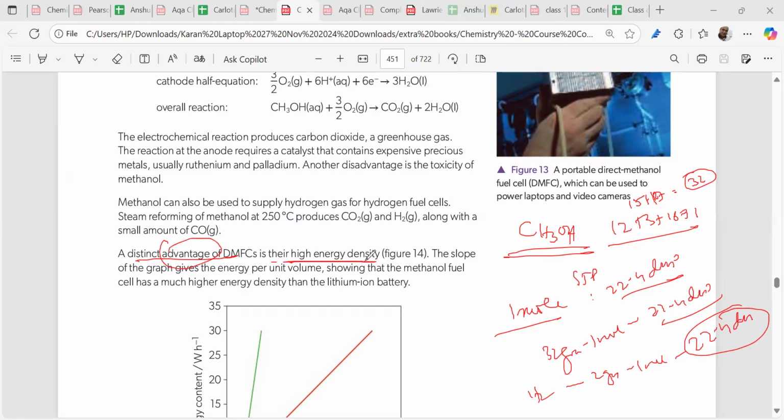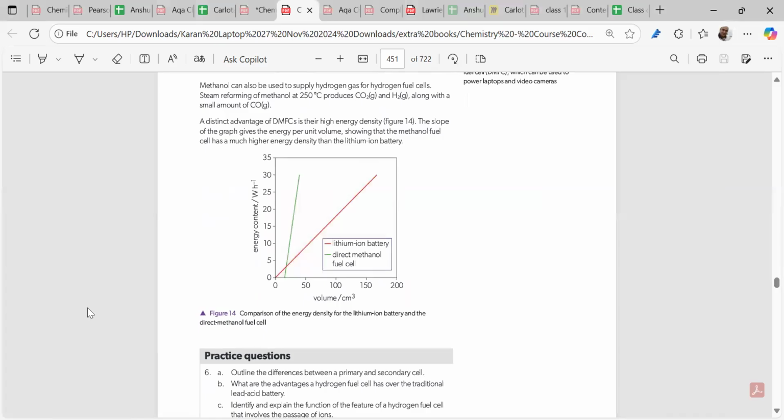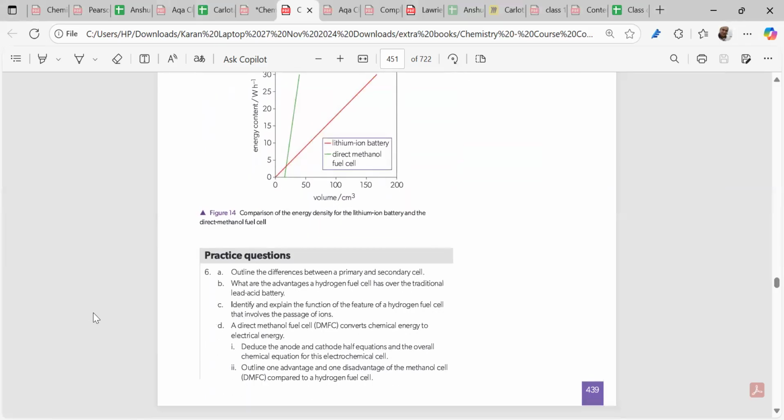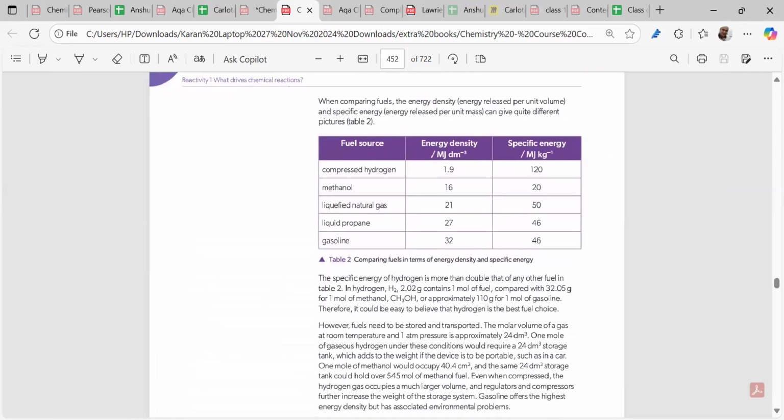The high energy density. So this is very important, that you can get this chart in your paper number 1B. If you take the energy density, you'll see that the direct methanol fuel cell has a huge energy density compared to the lithium ion battery also. So this was all about the direct methanol fuel cell. And we get a comparison also.